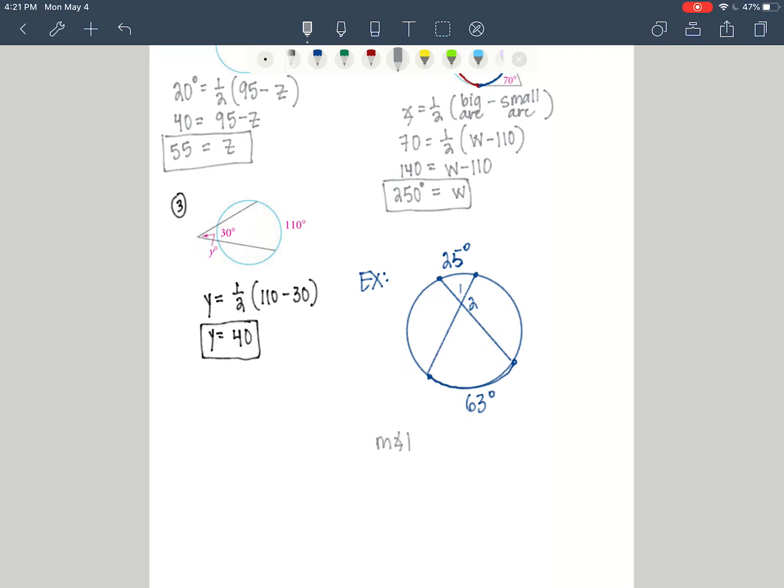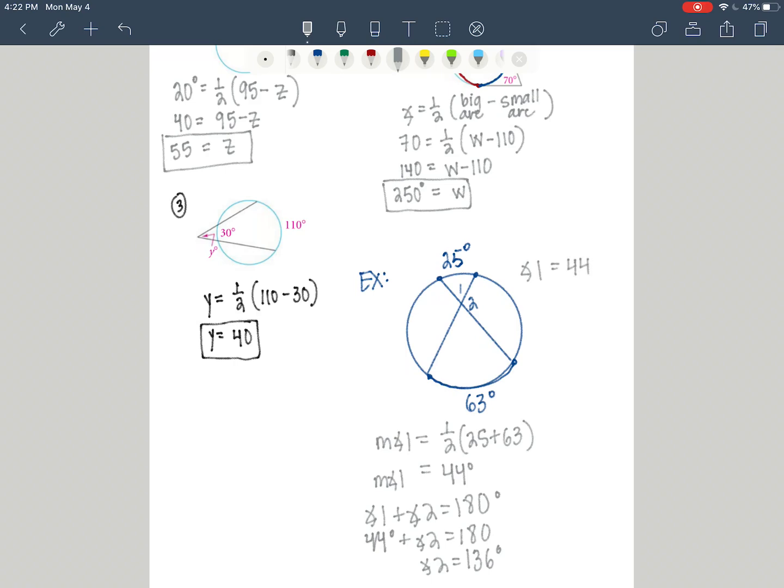Well, the measure of angle 1 is going to equal 1/2 25 plus 63. So that's half of 88, which is 44 degrees. I actually did pretty good there. And angle 1 plus angle 2, that's a linear pair, so that equals 180. So if I put the 44 in for angle 1, I'll be able to subtract it from 180, and angle 2 is going to equal 136 degrees. So angle 1 is equal to 44, and angle 2 is equal to 136. And those are both in degrees.